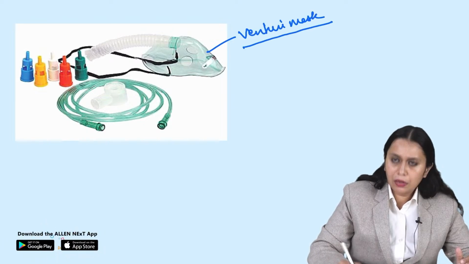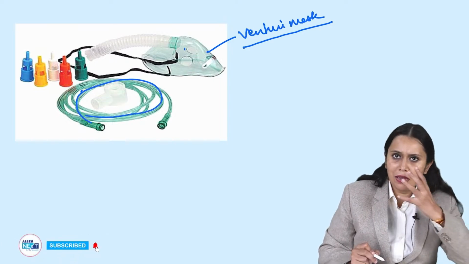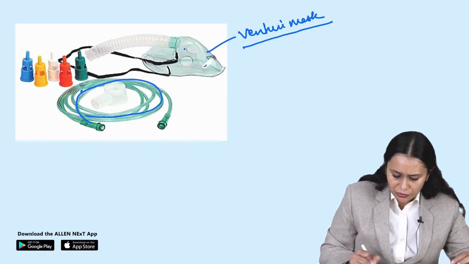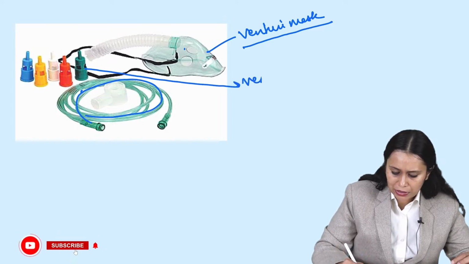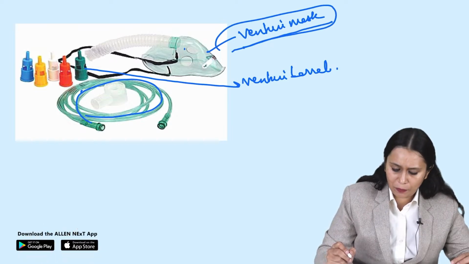Normally, this is the oxygen tubing. Normally, if the oxygen tubing opens in the mask, then it is not a Venturi mask, then it is a simple face mask. But when the oxygen tubing is attached to this Venturi barrel, attached to the mask, then it becomes a Venturi mask. Got my point, everyone?